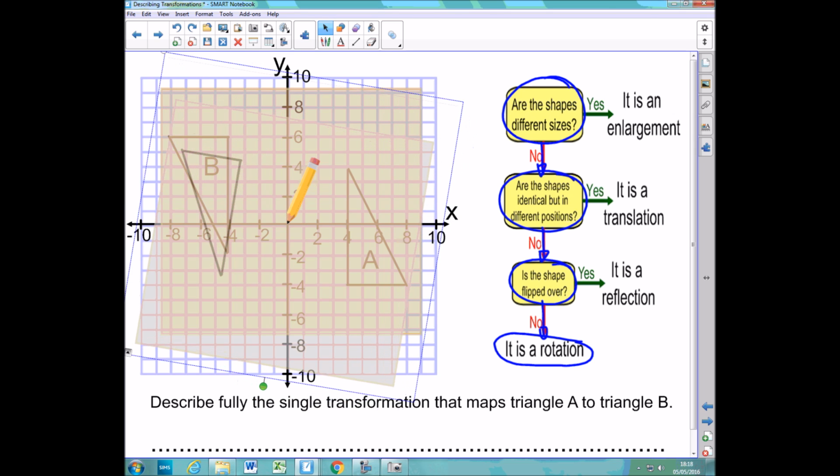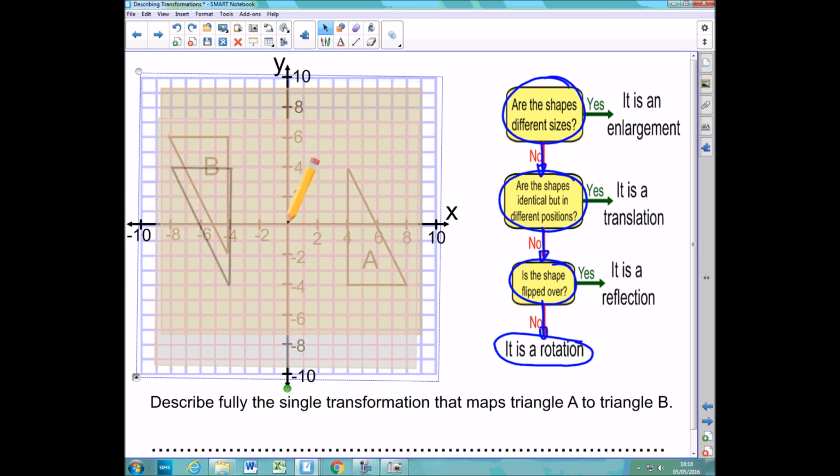Now, as you can see, as I get round to 180, it doesn't quite match up. So what I'm going to do now is mark on my tracing paper with a cross this point, the origin, to show that I've tried this and it didn't work.